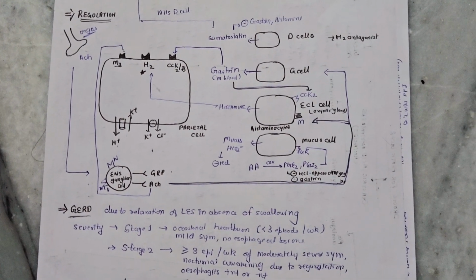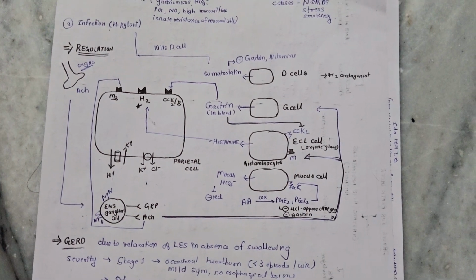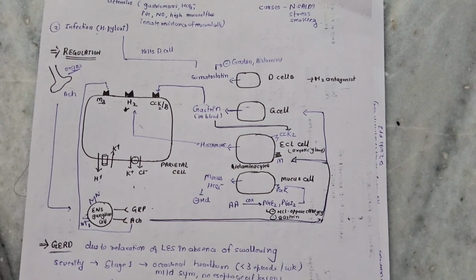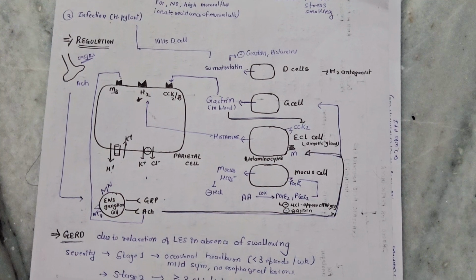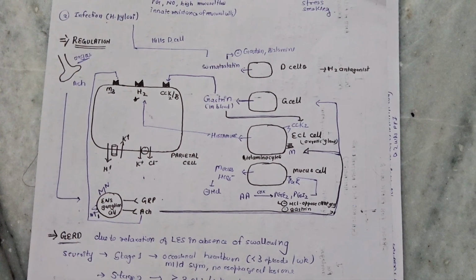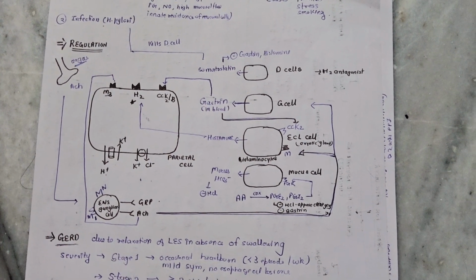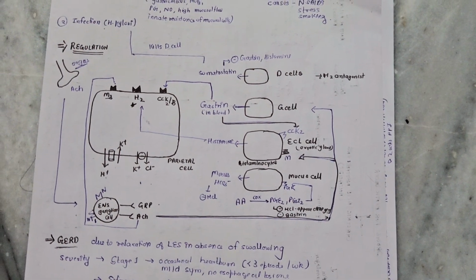Now, what are the goals of anti-ulcer therapy? The primary role is to relieve the pain, ulcer healing, prevention of any complication like perforation or bleeding, and prevention of its relapse.